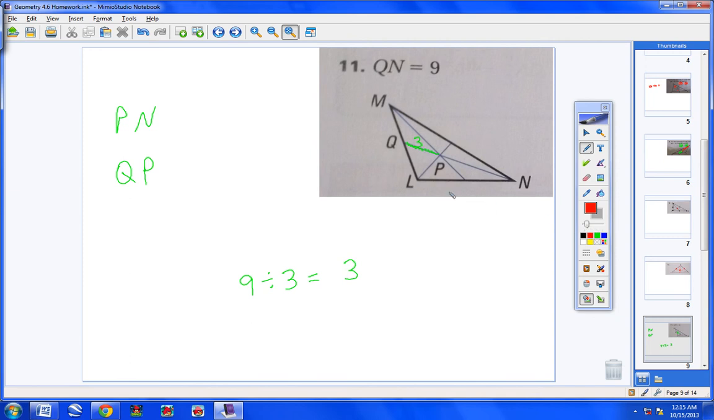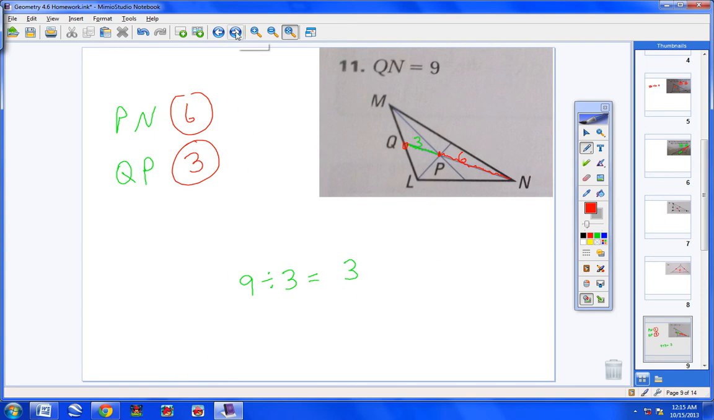And then PN would be my 2/3 segment. And remember, that's the longer segment, so we take the 3 and we double it, and we get a 6, like that. And so now we're ready to go ahead and solve the problem. How long is PN? Well, PN is 6. And how long is QP? Well, QP, from here to here is 3. Okay? Not too bad. Just applying what we learned in class.